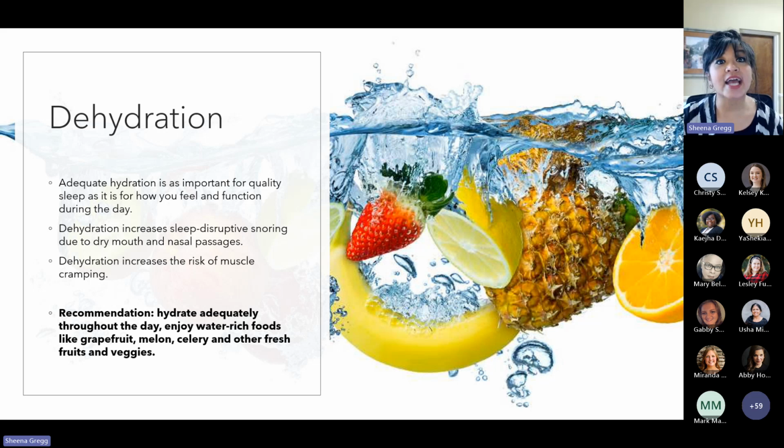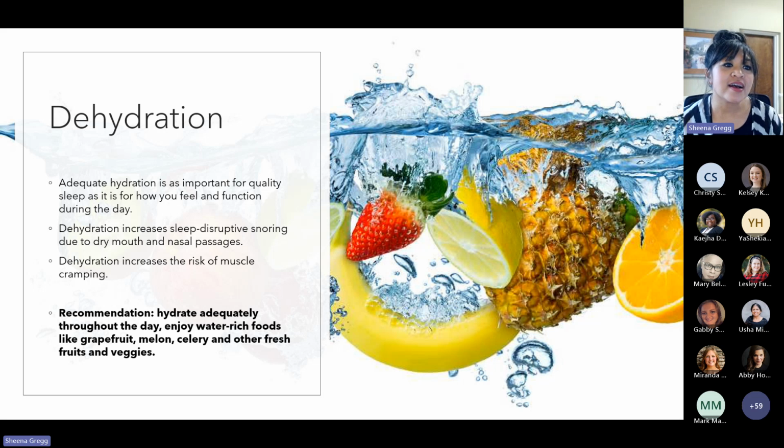Okay. Dehydration. We do want to make sure that we're staying adequately hydrated to really enhance our sleep experience. So we don't want to experience dehydration because that can affect our sleep quality. We do need adequate hydration for the quality of our sleep. That's going to really help with cellular function.